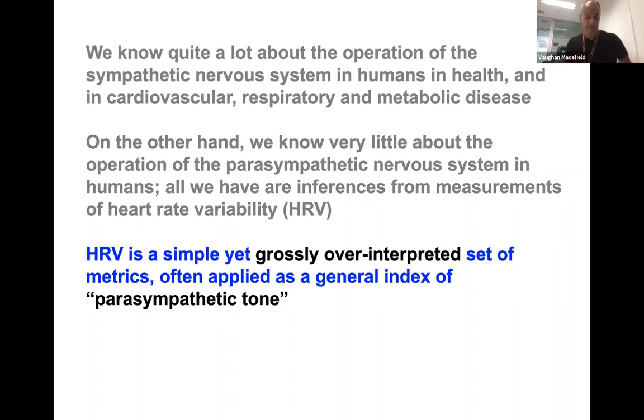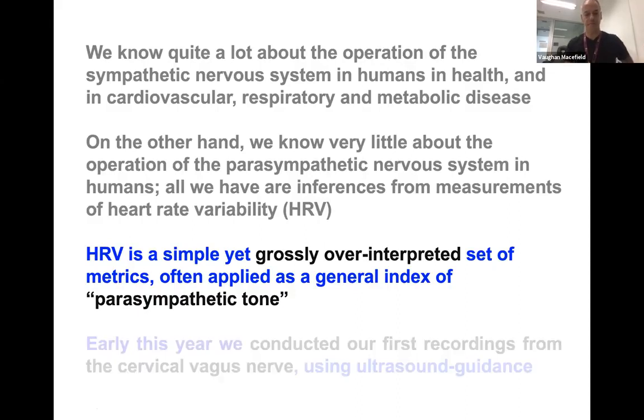So again, just back on the heart rate variability, it's grossly overinterpreted and is often applied as a general index of parasympathetic tone on the inference that this tone means that parasympathetic outflow to the heart is identical to parasympathetic outflow to the bronchi, is identical to parasympathetic outflow to the gut, which clearly is not the case.